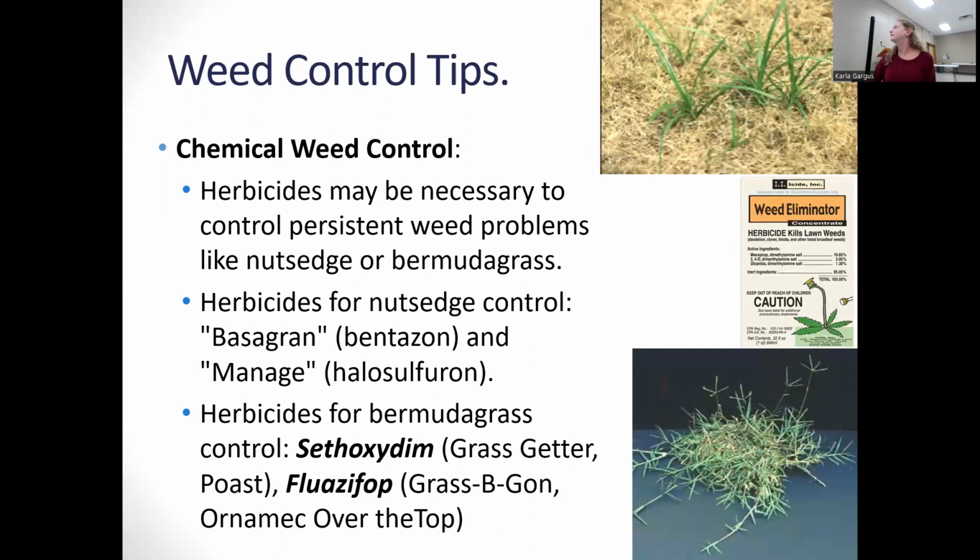Did you say you can use both of those in your ornamental bed? They can all be used in ornamental beds. The only one that you can spray over the top of ornamental plants would be the fluazifop. You can use that over the top of most ornamentals. You've got to read the label. But if you put it on ornamental grasses, it will kill the ornamental grass.